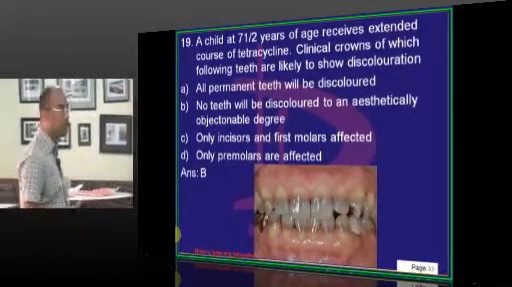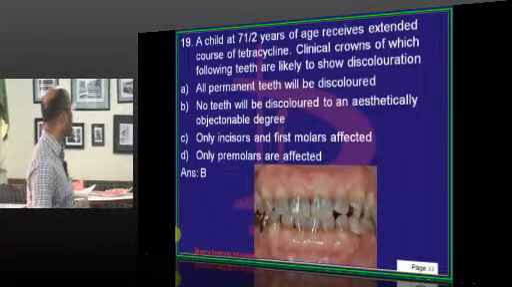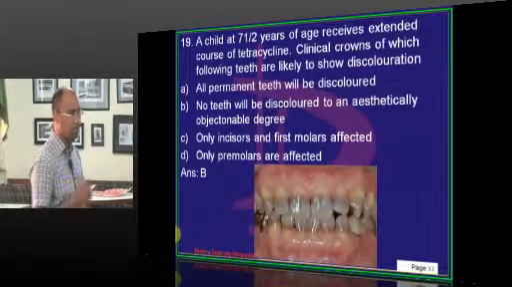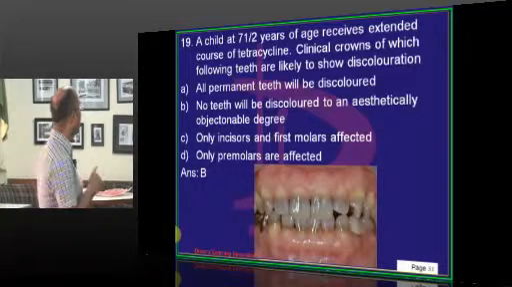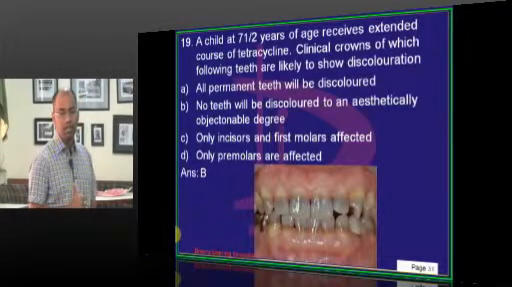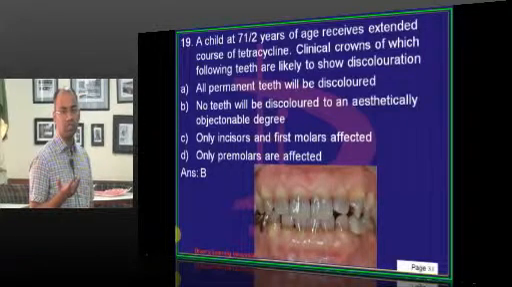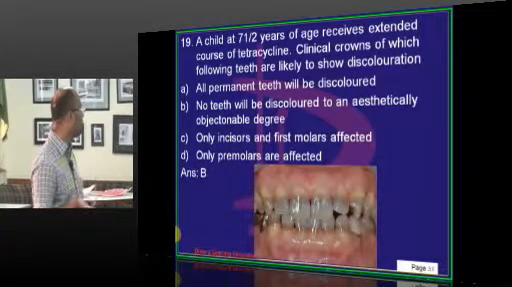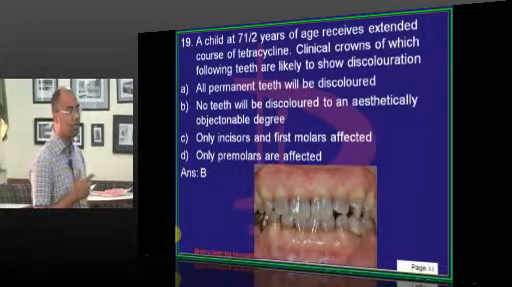A child at 7.5 years of age receives an extended course of tetracycline. Clinical crowns of which of the following teeth are likely to show discoloration? Again, this is a question where you have to think about the eruption of the teeth, the sequence. Now by 7.5 years he receives a tetracycline dose. So by then most of the permanent teeth are erupted, so the calcification of most of the permanent teeth is done. Okay. So the only tooth which is left is your third molars. Other than third molars, all the teeth, the calcification is almost done.